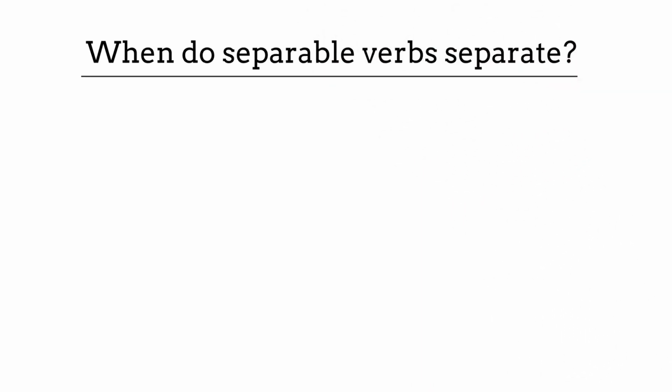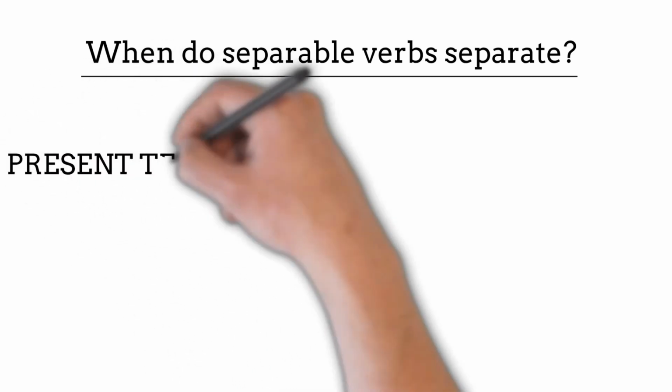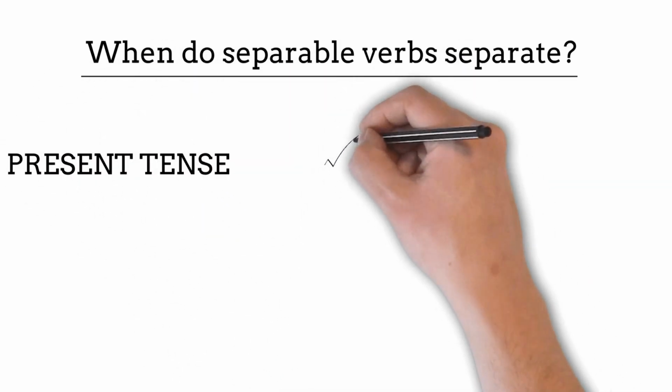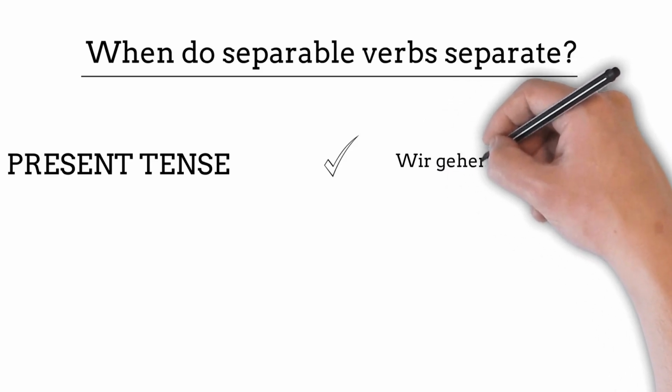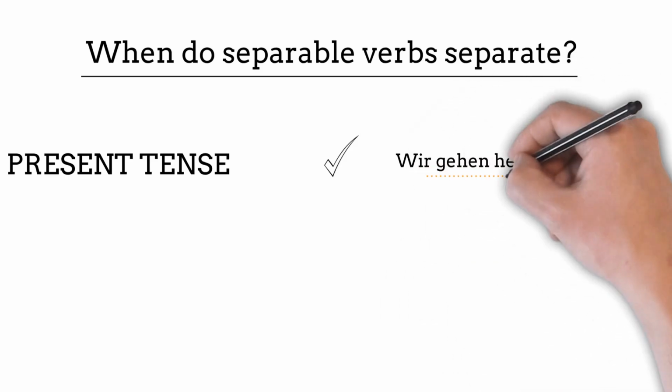This is important because there are some contexts in which the two elements, the prefix and the stem, actually stay together. The examples we've looked at so far are in the present tense, in which they do separate. Here's another example. Wir gehen heute Abend aus. We're going out this evening.